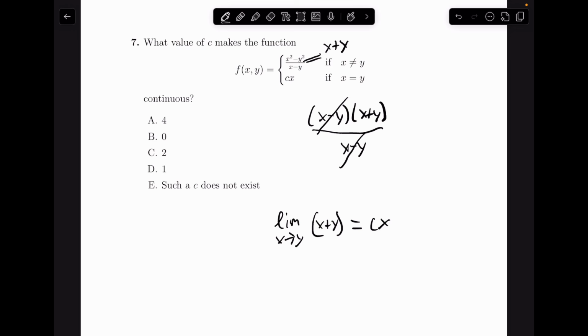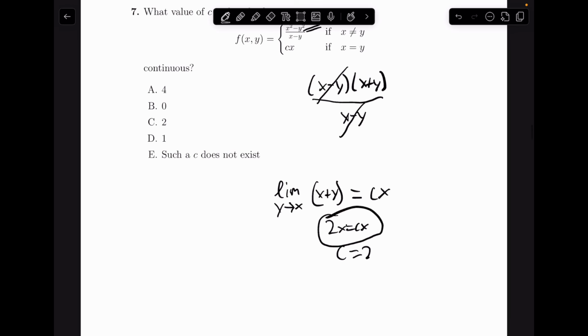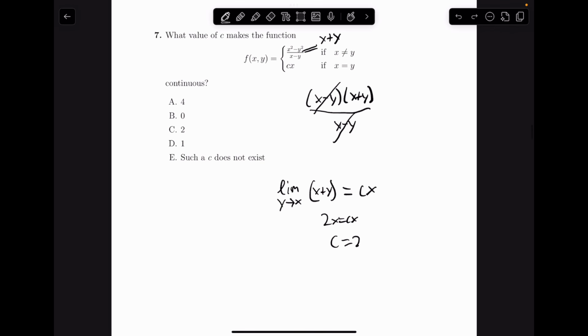And this limit is not too bad because we can really just plug in. It doesn't really matter if you do y approaches x or x approaches y, but since we have an x over here, I think it makes more sense to say y approaches x, because then we can just plug in y equals x. So evaluating this limit, simple plug-in, we get 2x equals cx. So c must equal 2 for this equation to hold true. So c is going to be our answer. Very nice.